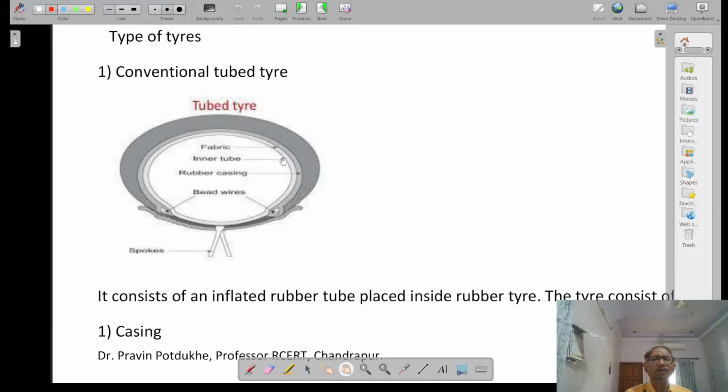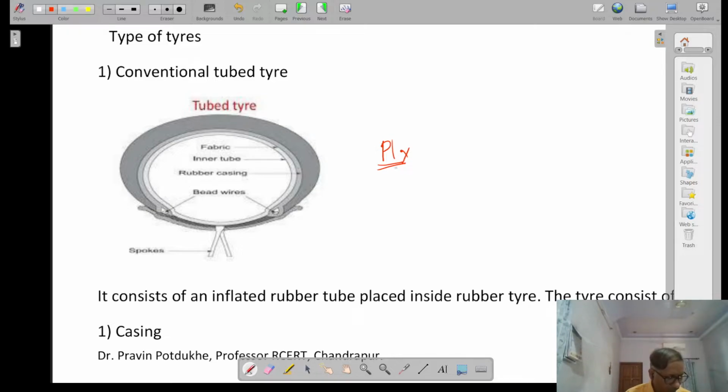You have an inner tube, over which we have a fabric. Just understand what I am telling: this fabric is called ply. So we have a number of plies.